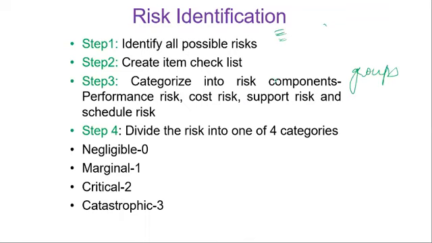Then divide the risk into one of four categories. That is, a negligible risk, which might not give huge amounts of loss. If you even ignore that type of risk, that will be fine. Then marginal, that is, it might affect some aspects of the project. Then you've got critical (2) and catastrophic (3) risks, which are going to affect major parts of the project or the entire software.